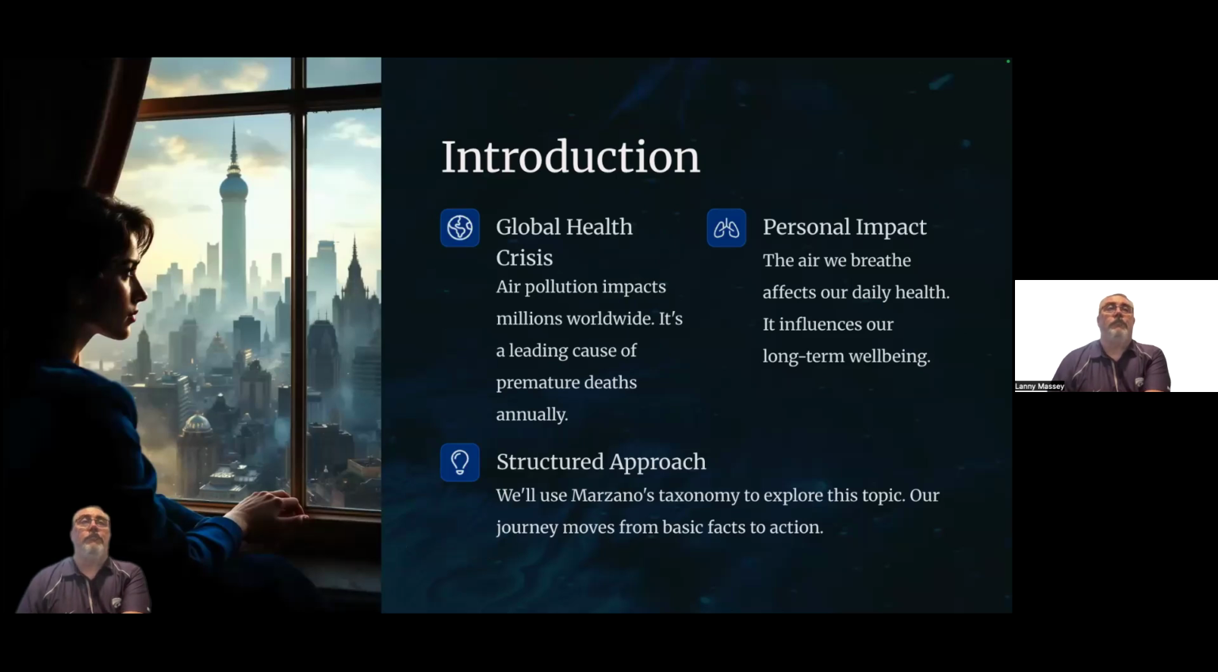All right. So basically, our introduction is there is a global health crisis due to air pollution. It impacts millions worldwide. It's the leading cause of premature deaths annually. Again, especially here in the United States, we are doing better than we were 50, 70, 100 years ago. I mean, it's gradually gotten better, but with that said, we are far from perfect. We need to really worry about the air we breathe and how it affects our daily life and our long term well being.